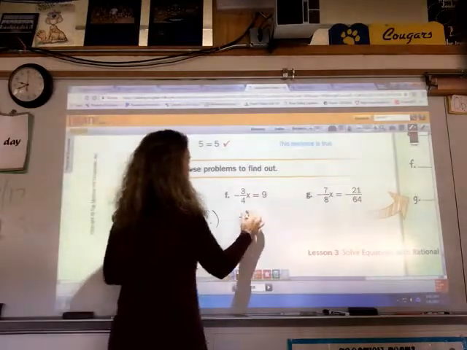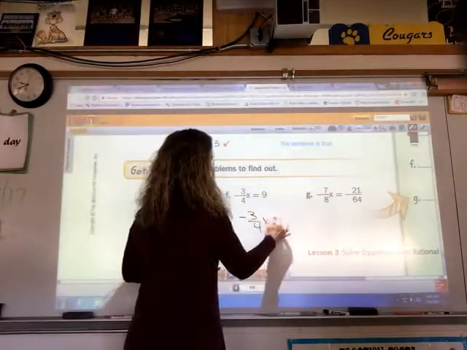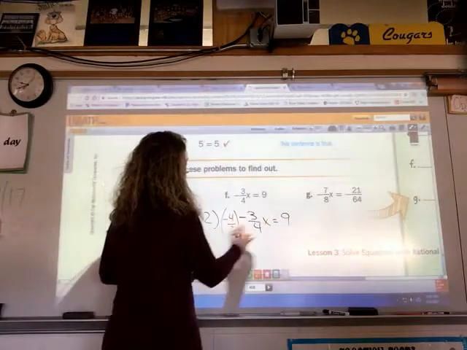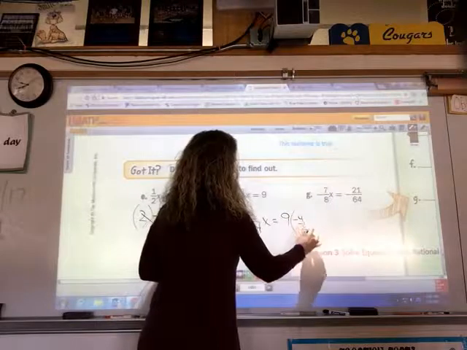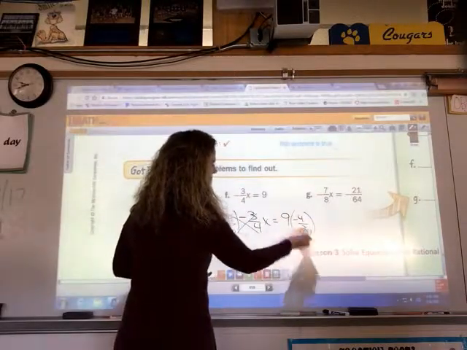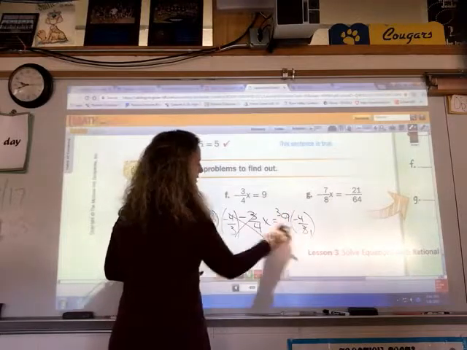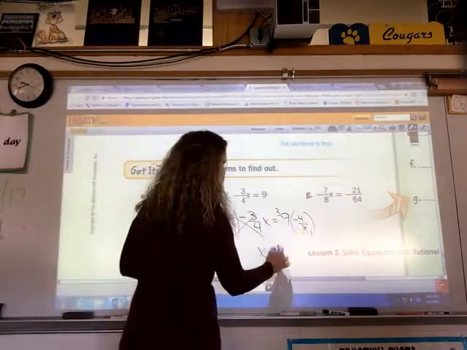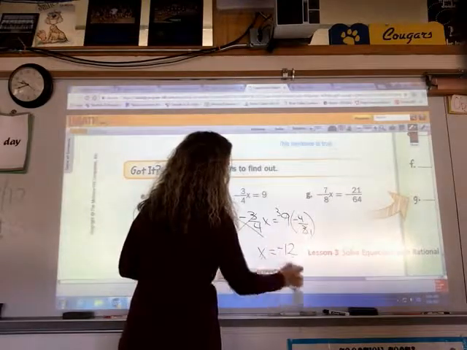Fractional coefficient, -3/4 times x equals 9. I'm going to multiply both sides by -4/3. Those are going to cancel, x is left. I can cross reduce right here. 3 goes into 9 3 times, so 3 divided by 3 is 1. Now I have 3 times -4, which would be -12.